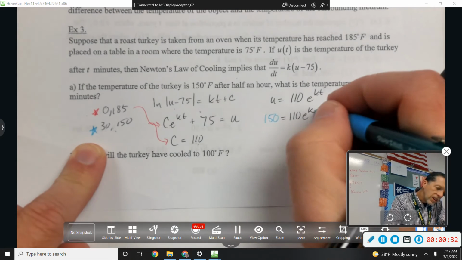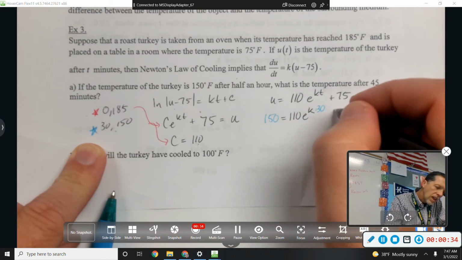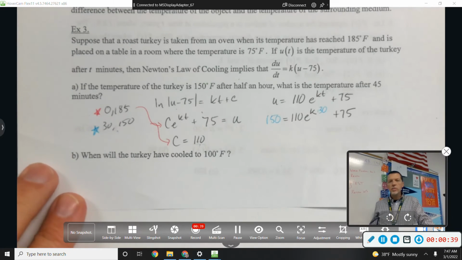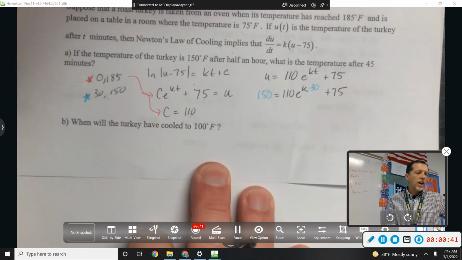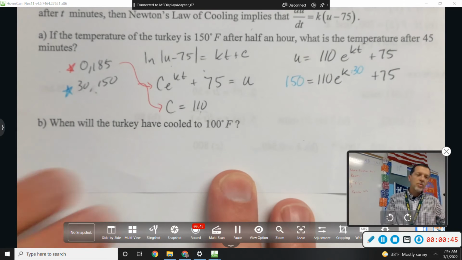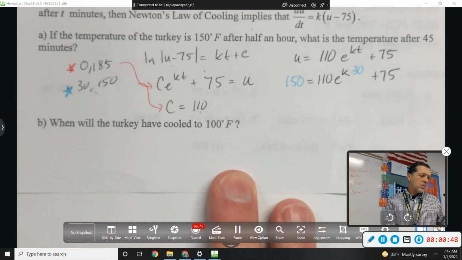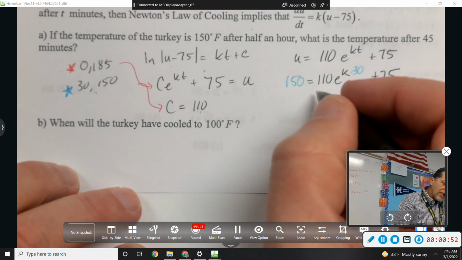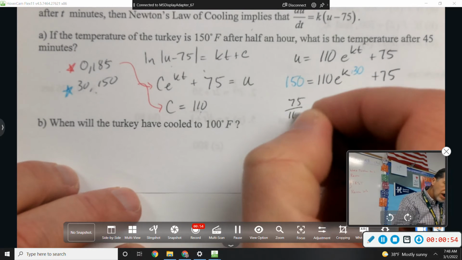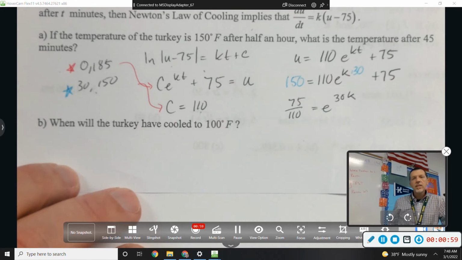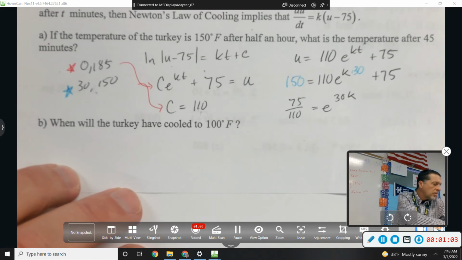30 for t, and now I've got some algebra ahead of me to solve for k. This is one of those cases where I would like to go fast, but sometimes I can't based on your algebra ability. If I subtract 75 and then divide by 110, I get that. Subtract 75 from both sides, divide by 110.